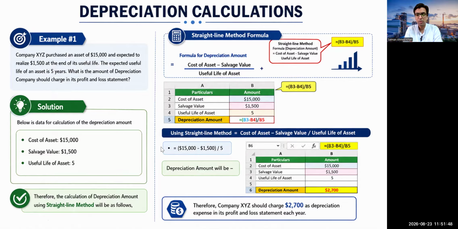So if your asset is selling below this depreciation amount, it means you have sold it at a loss. But if it is near or equal to 2,700, it means your asset has been sold in a profitable way. So this is about depreciation calculation.